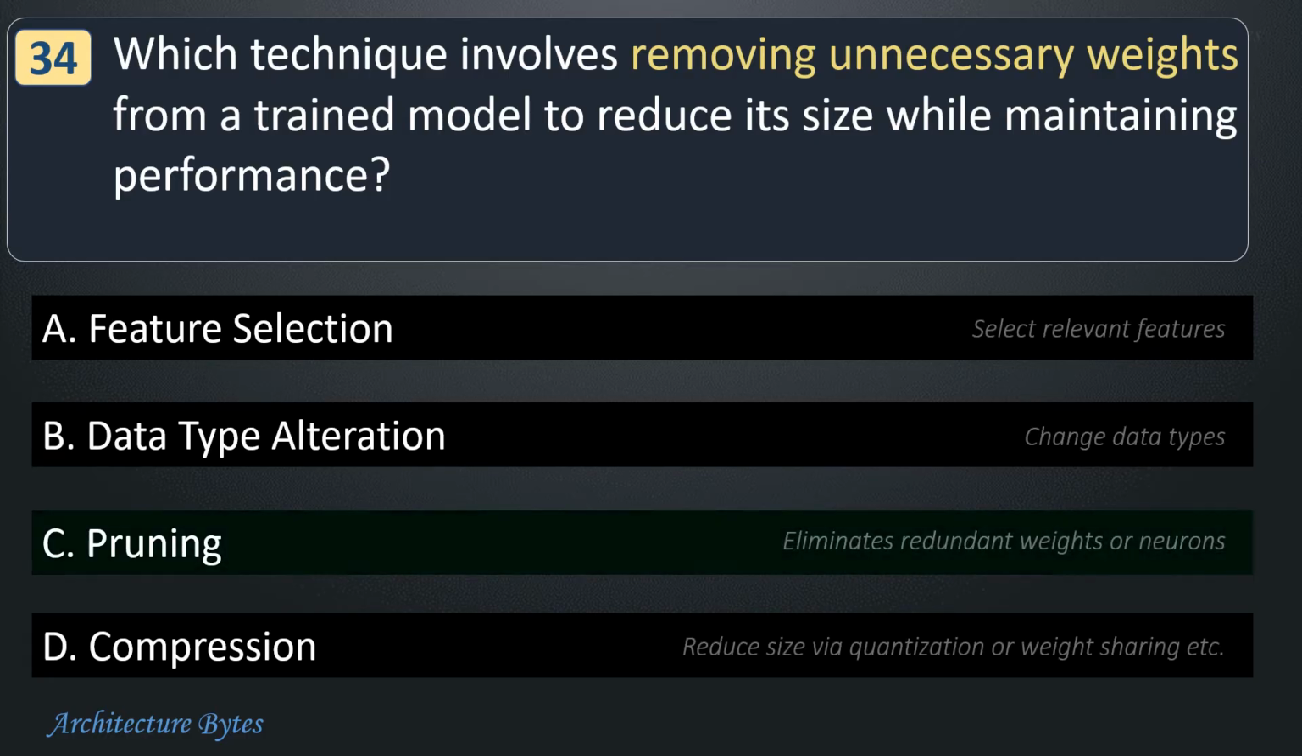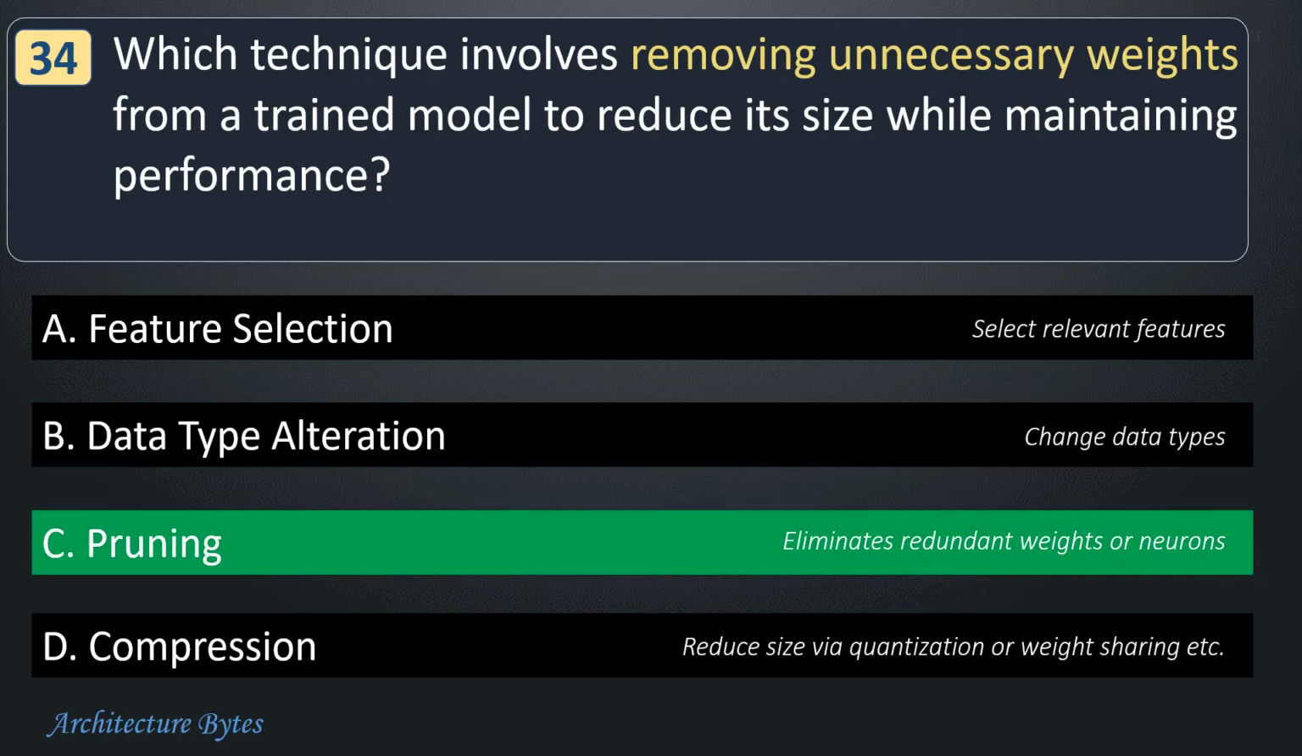Option C, pruning, is the right answer here. Pruning eliminates redundant weights or neurons from a model, resulting in a smaller size while preserving its performance.